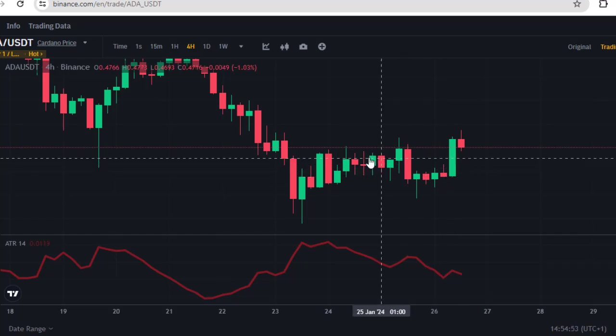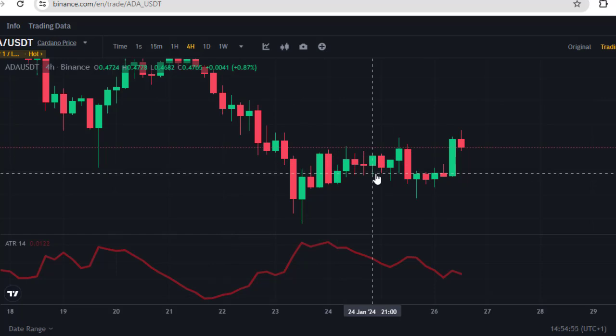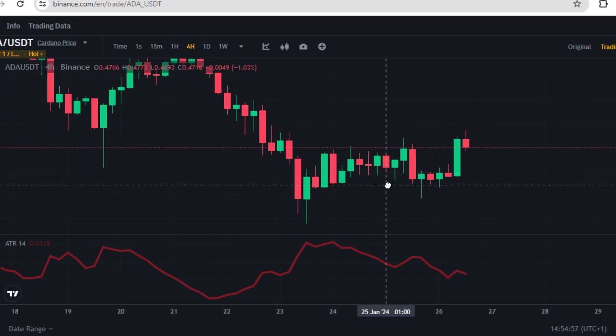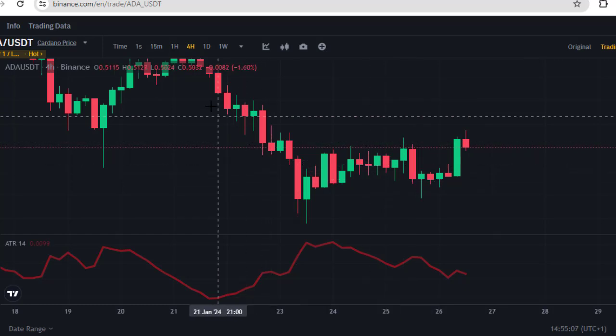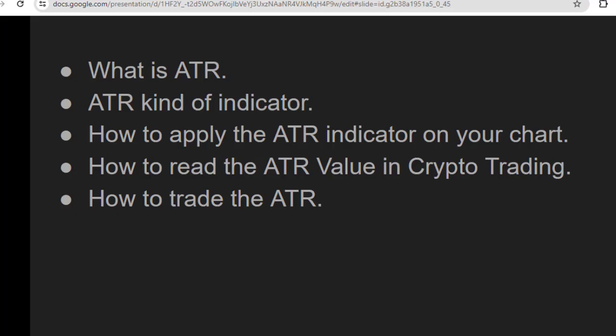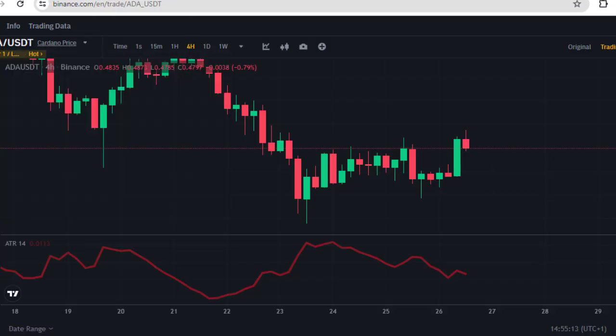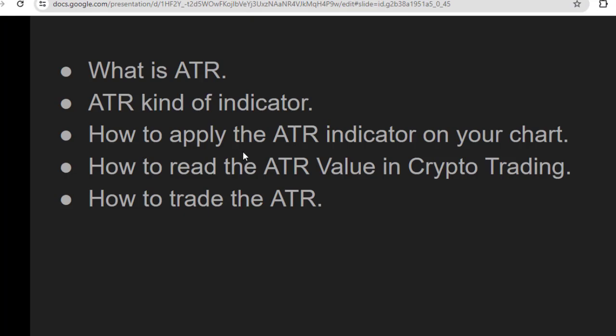Now, all the candlesticks printed on the chart right now have their different ATR values, and this is very important. It does not matter if the candle is very small or big. Every candlestick has its ATR value. So now you know how to read your ATR value on your crypto chart. So the next thing would be, how can you trade the ATR?